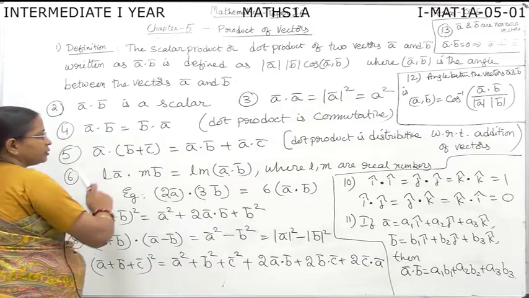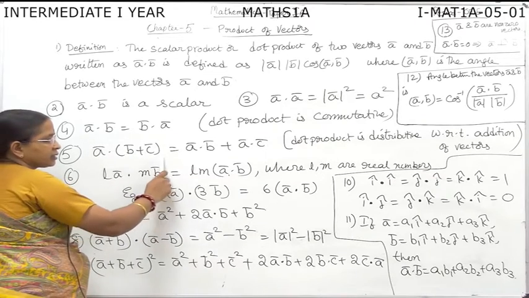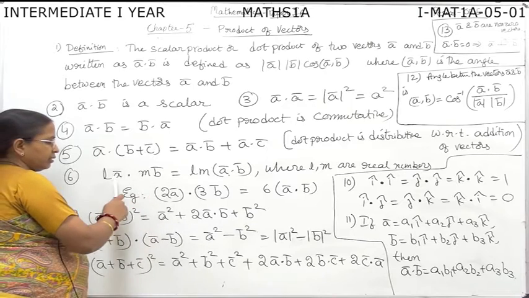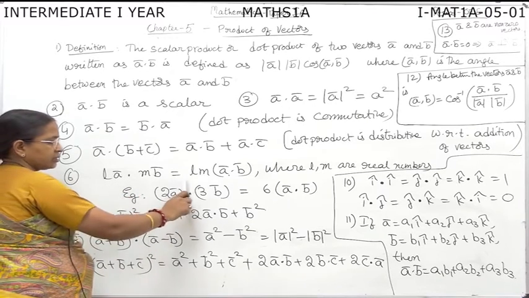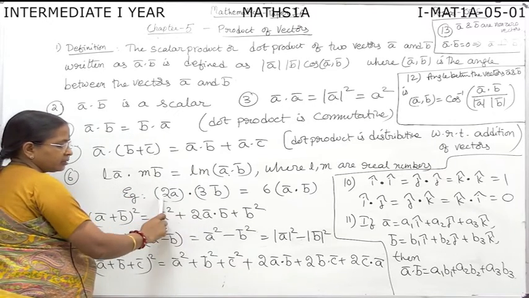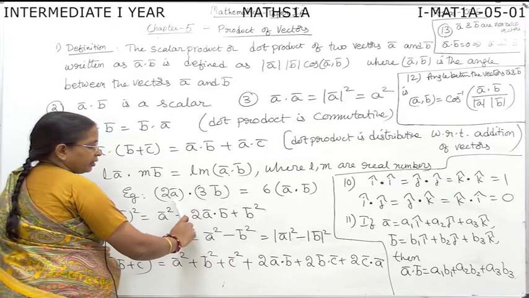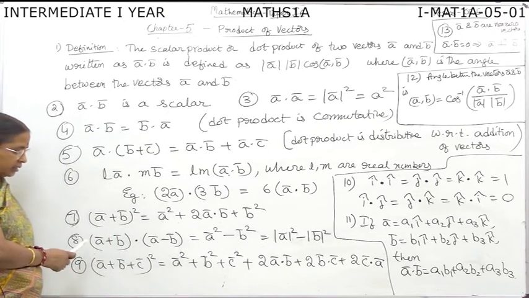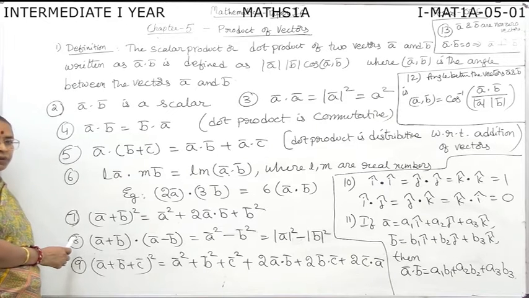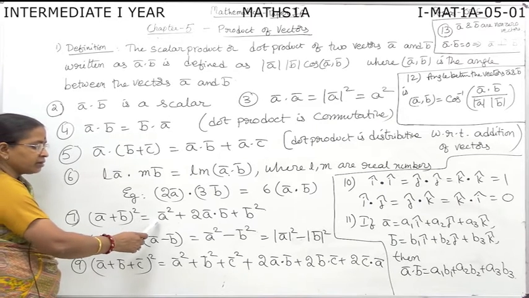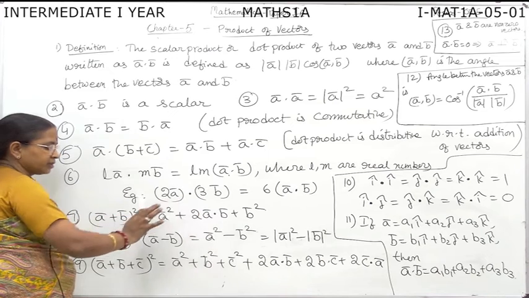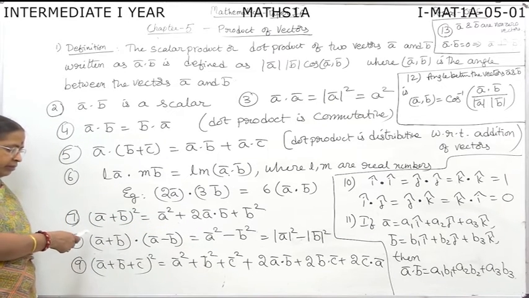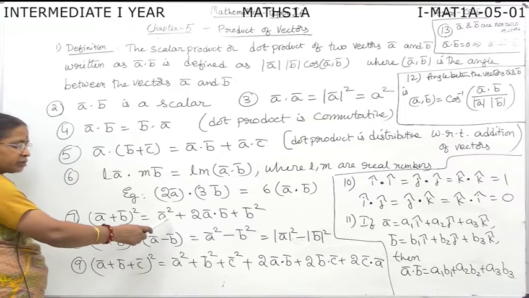And then A dot B is B dot A. A dot (B plus C) is A dot B plus A dot C. Then (LA plus MB), where L and M are some real numbers: you can just multiply the real numbers and take the dot product between the two vectors only. These are the identities in dot product. (A minus B) whole square means A square minus 2 A dot B plus B square, same like how we have in algebra. These are the identities, but you must put dot here.